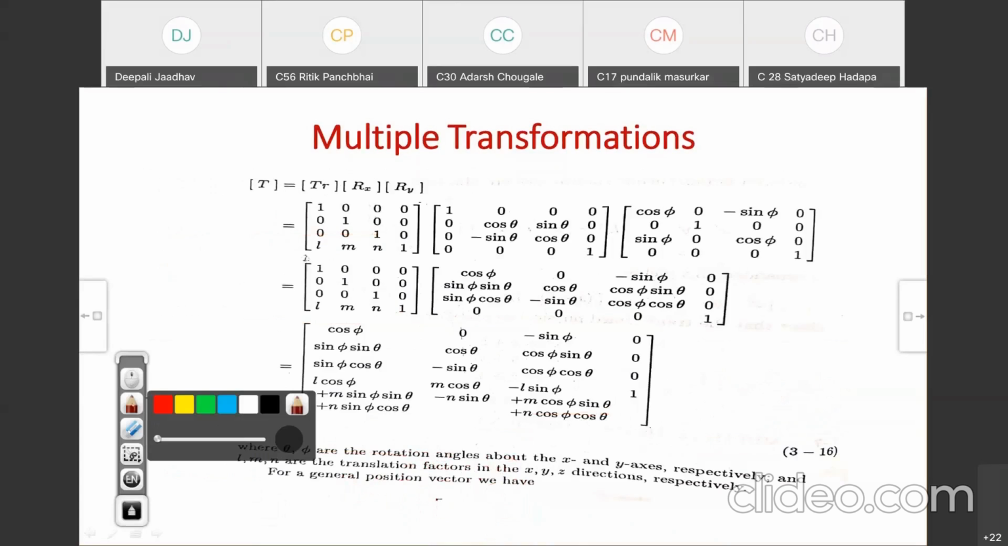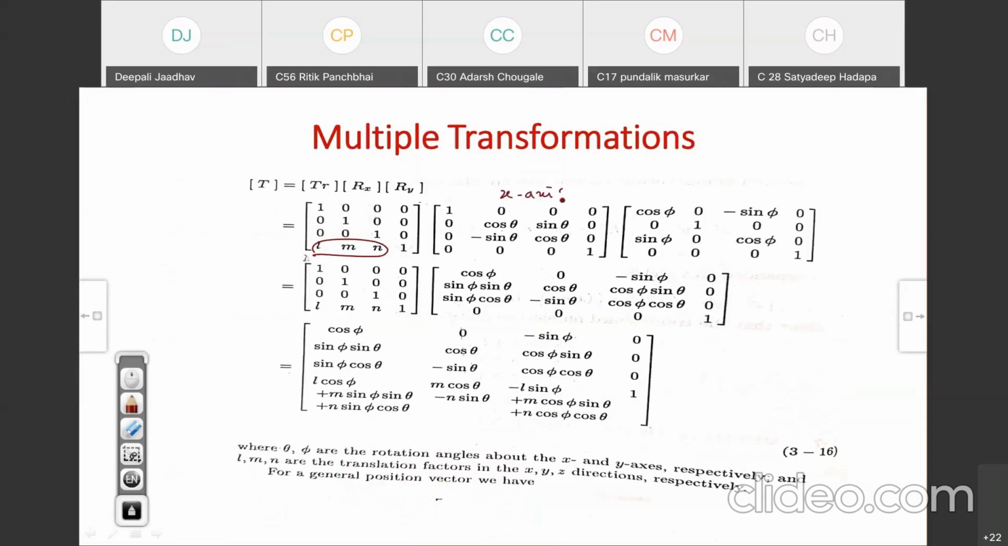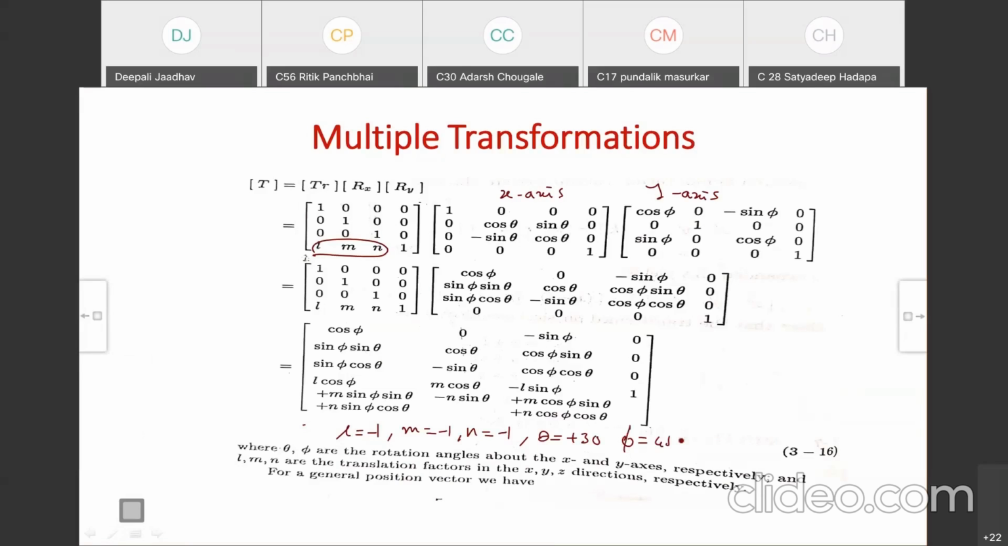The first transformation matrix is 1, 0, 0, 0, and these terms are used: L, M, N, which are -1, -1, -1. Then rotation through the x-axis and rotation through the y-axis. Simply, here all the multiplications are done first and this is the final result. Then we put the values L equal to -1, M equal to -1, N equal to -1, then theta equal to plus 30 and phi equal to plus 45 degrees. Putting in these values, the next result will be this one.